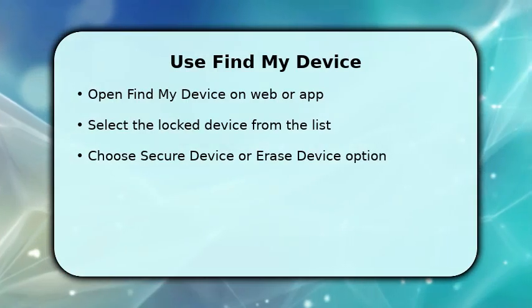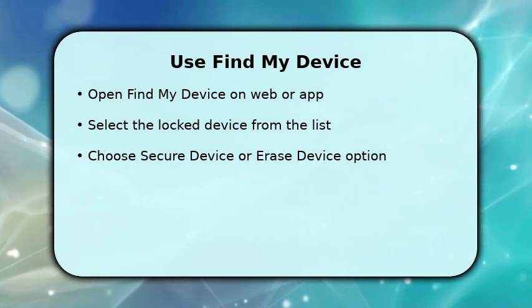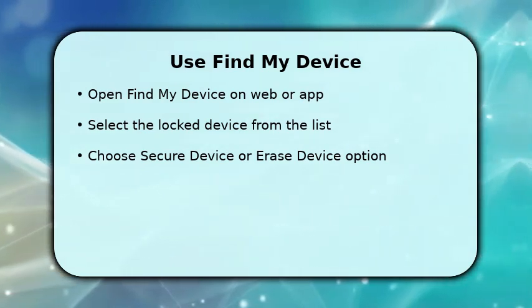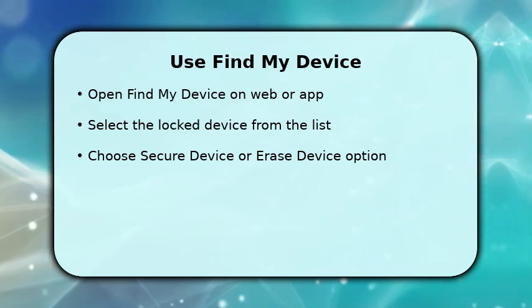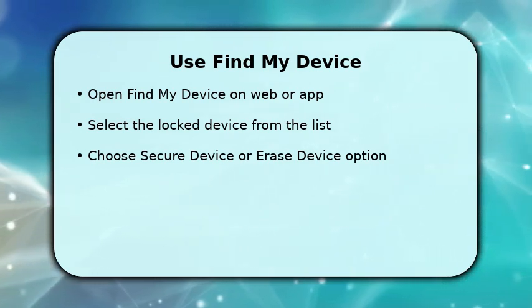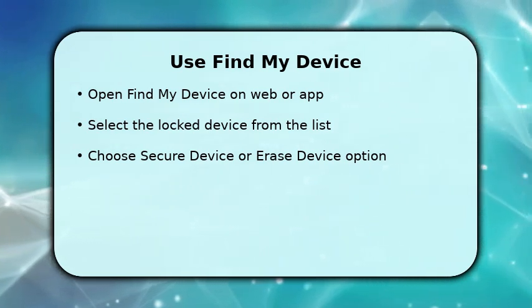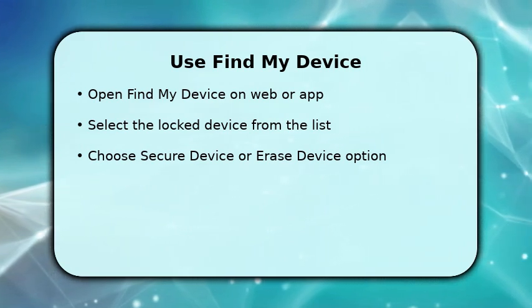Now use Google's Find My Device. Sign in with the same account and select the phone. Once selected, you'll see location and options. Choose Secure Device to set a temporary lock message or Erase Device to factory reset if you can't unlock normally. Erasing deletes local data but removes the screen lock.